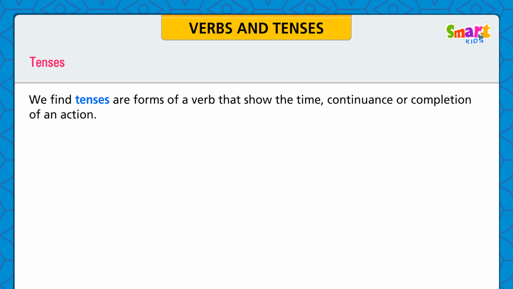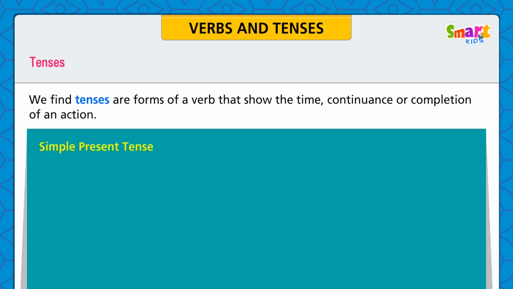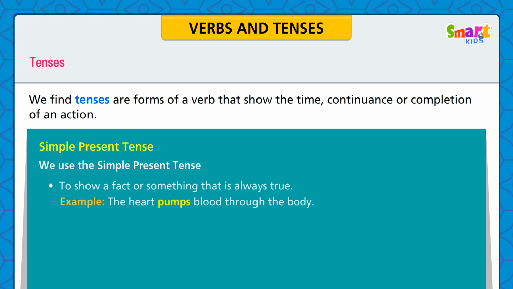Let us learn the tenses. We find tenses are forms of a verb that show the time, continuance or completion of an action. Let us learn the usage of simple present tense. We use the simple present tense to show a fact or something that is always true. For example, the heart pumps blood through the body.